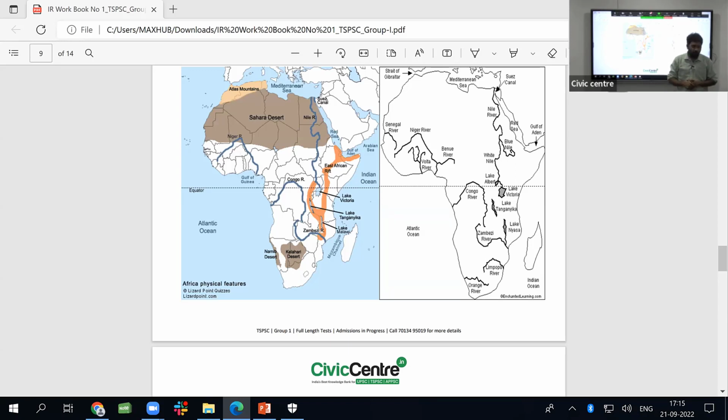Similarly, Limpopo, Orange River, Zambezi River, Limpopo River, Orange River. Can you see the Tropic of Capricorn passes twice through Limpopo?